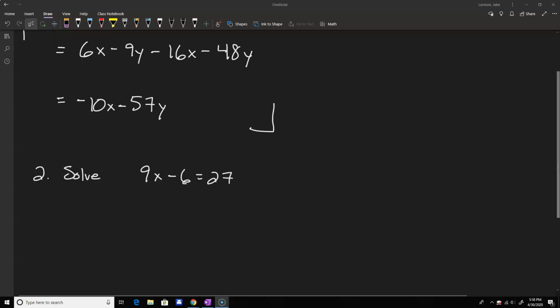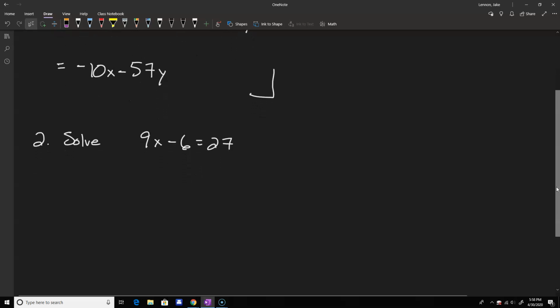For the second problem, we're just solving a linear equation. This is just 2 steps. Just get the x's on one side. So we do that by adding 6 to both sides of the equation. I copied it down wrong. It should be equals 21. We could solve it with 27, but the answer just doesn't come out to a perfect integer.